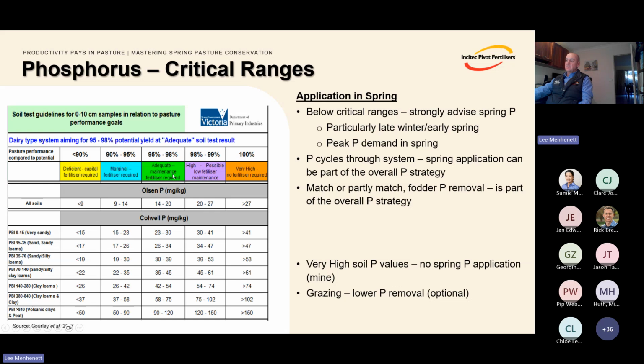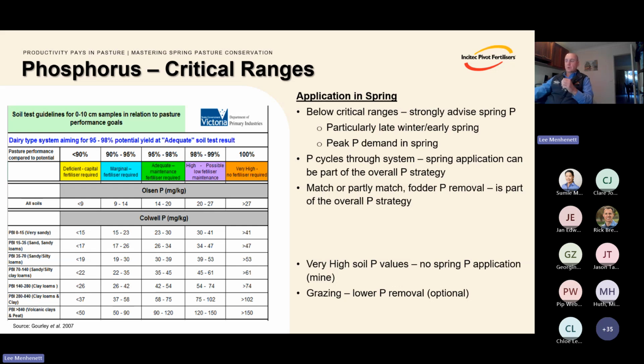And if we're below the critical ranges, so we're down here, then we would strongly advise getting some phosphorus out in the spring, and particularly getting it out late winter, early spring. The earlier you can get that phosphorus into the system and satisfy the plant's requirements, then you shouldn't see the plant deficiencies occurring. And remember that the peak phosphorus demand comes in spring as well. So getting that phosphorus out there and having that phosphorus cycling and available, particularly when you've got below critical range levels, it's really important.